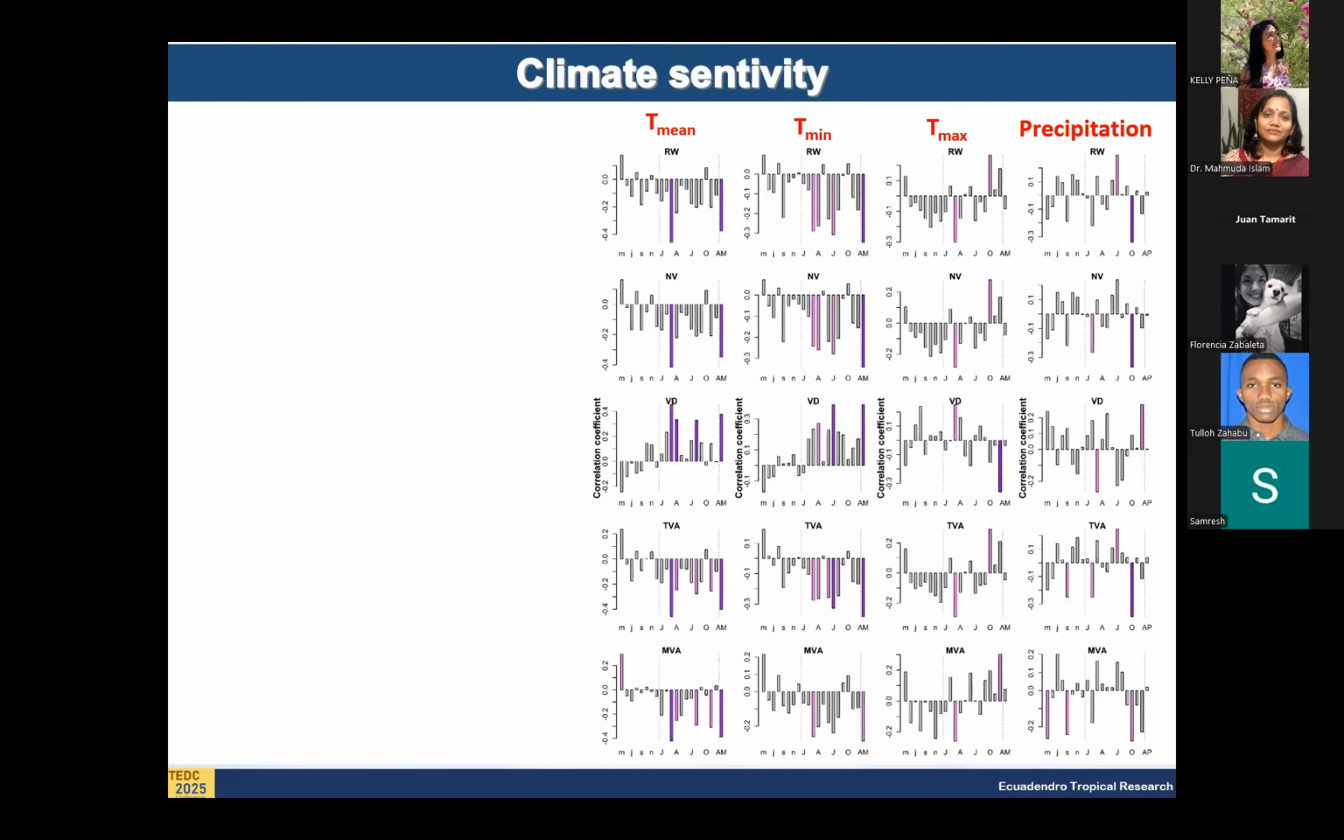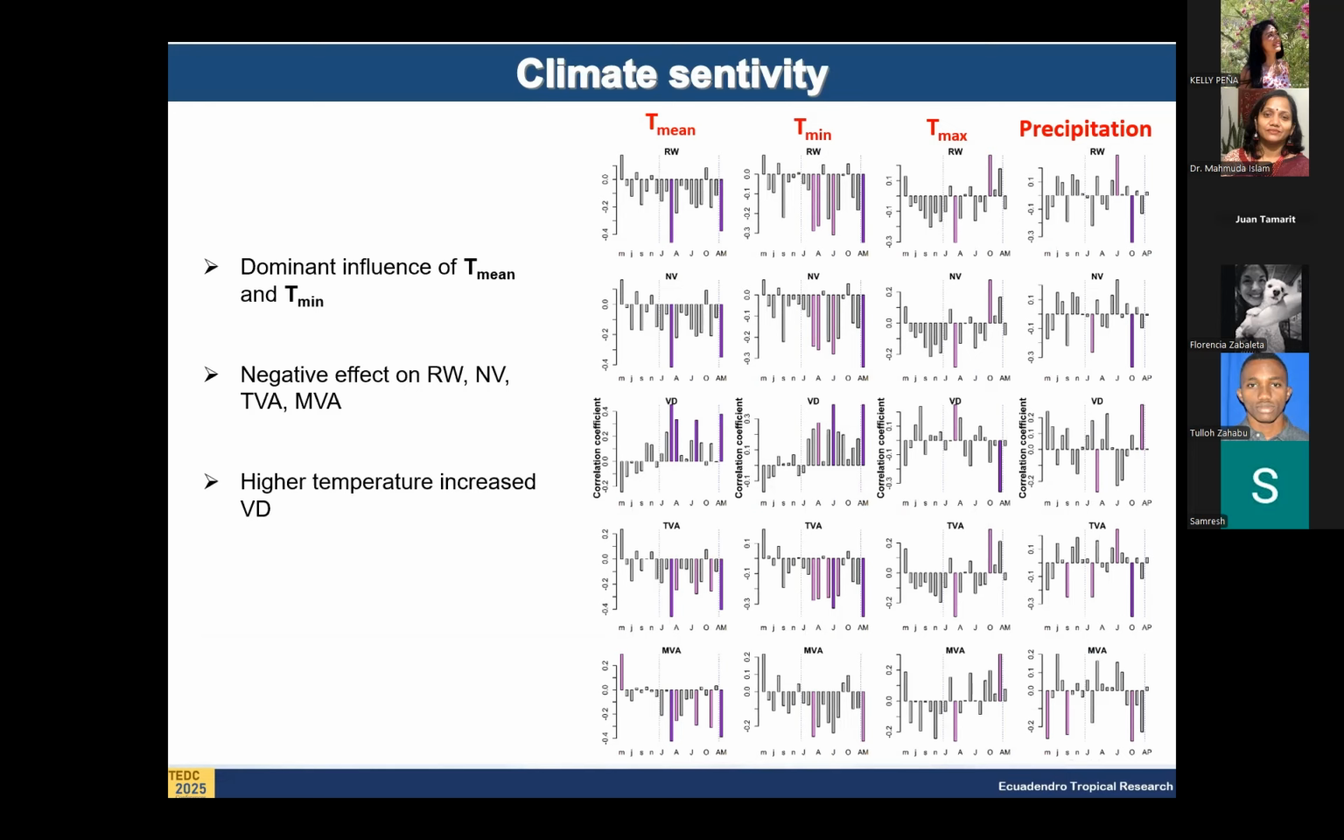Mean minimum temperature had the strongest influence on vessel parameters. Temperature had a negative influence on ring width and number of vessels, while higher temperature increased vessel density. Look at this one: mean temperature has a negative influence on the vessel parameters, especially ring width, and vessel density increased with temperature. Mean vessel area has an important role.